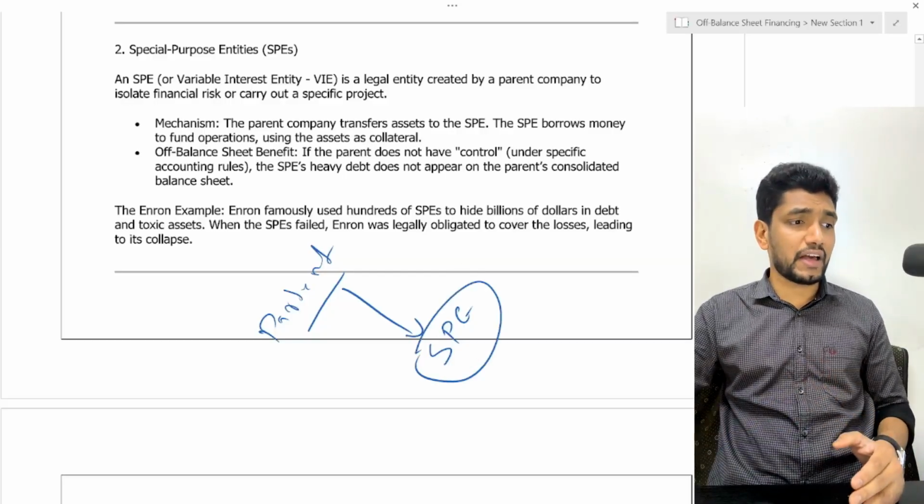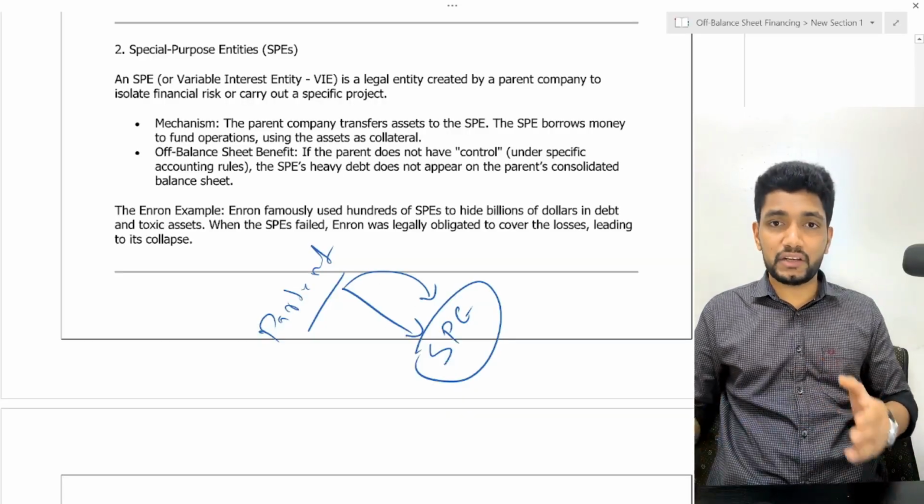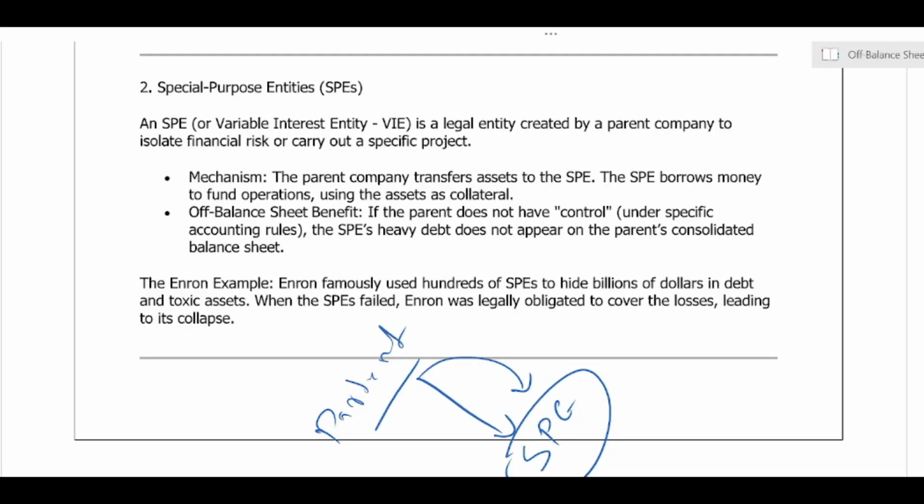So as a result, what is happening? This company is actually transferring its risk, its liability, its asset to this special purpose entity. So the related liabilities and assets will not be reported in the parent company's financial statement. Instead, they will be reported only in the special purpose entity.